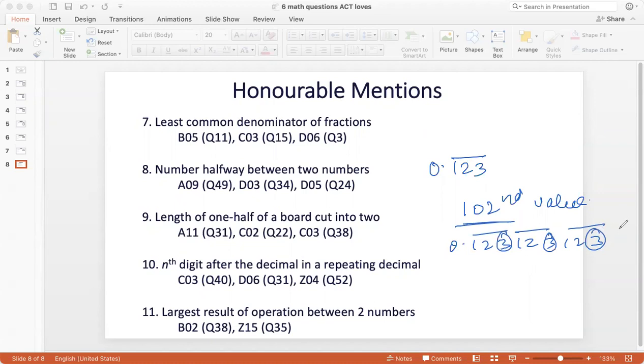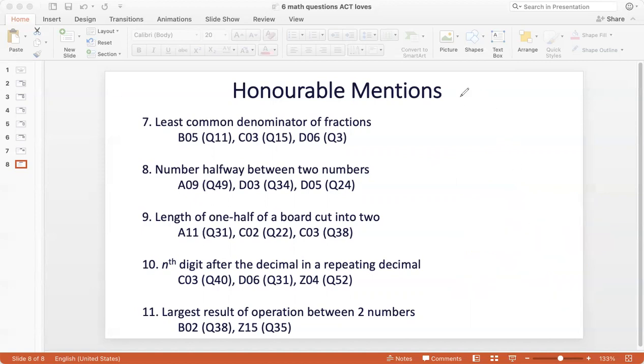So when we have 102, 102 is actually divisible by 3 because 2 plus 1 is 3. So the 102nd digit will be 3, right? The 103rd digit would be 1. The 104th digit would be 2. And the 105th digit, again a multiple of 3, would be 3. So this is how you get questions like this.